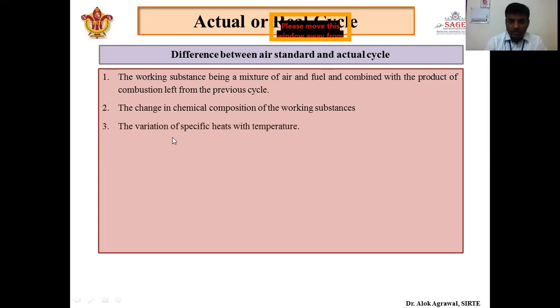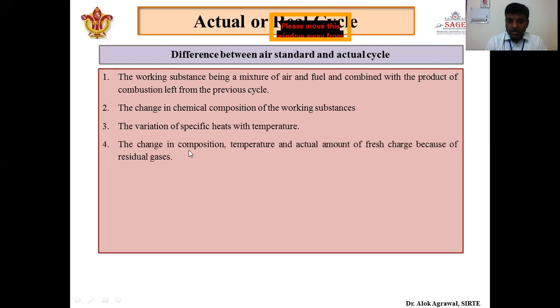Again, there is the variation of specific heat with temperature. In the air standard cycle, what have we assumed? We have assumed that the specific heat remains constant throughout the cycle, meaning all four strokes, or two strokes in a two stroke cycle. But it is not the case. Specific heat is very much dependent on the temperature of the system. As the temperature increases, specific heat also increases. So this is a criterion that we have to take into account while studying the actual cycle.